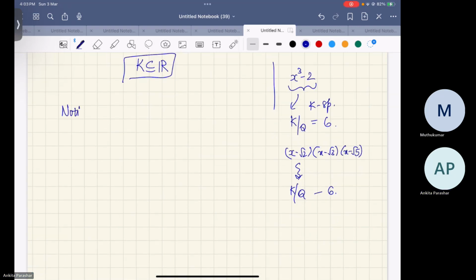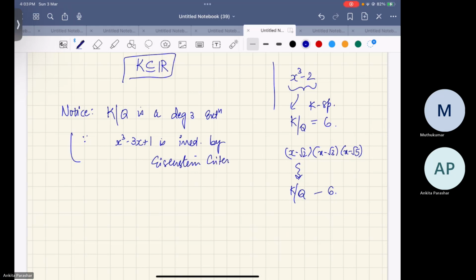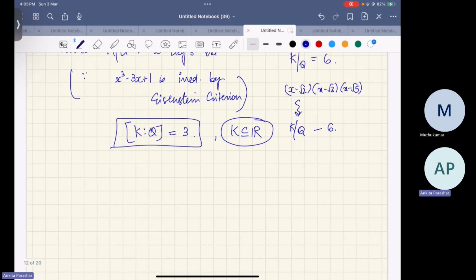So notice that K over Q is a degree 3 extension because x cube minus 3x plus 1 is irreducible by the Eisenstein criterion. Alright, so this we know. Now knowing this degree, earlier also we knew the degree and the degree helped us. Knowing this, can we say something? Is it a simple radical extension? Repeat the same argument that we gave.